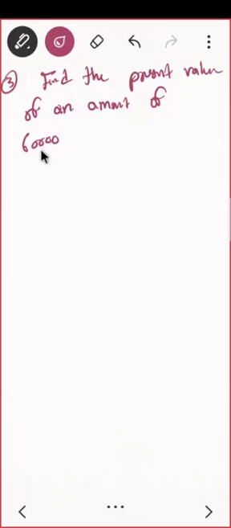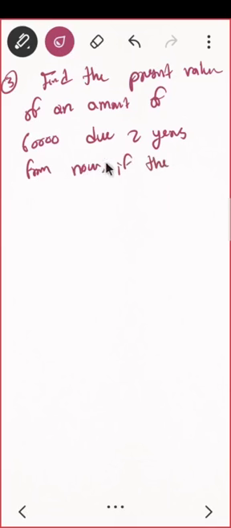Let us do one more problem. Third one. Find the present value of an amount of 60,000 due 2 years from now, if the compound interest rate is 12% calculated quarterly. Correct? What will that be?